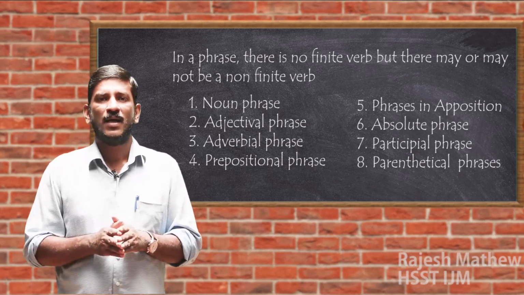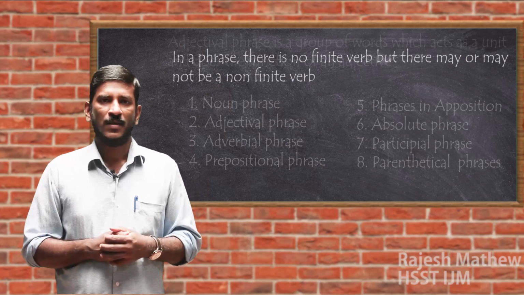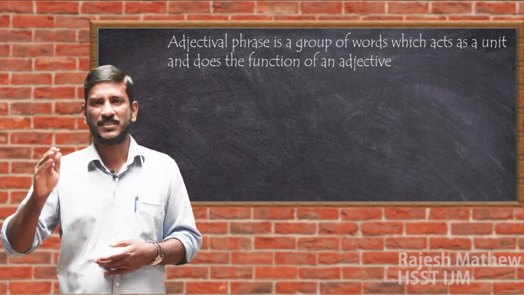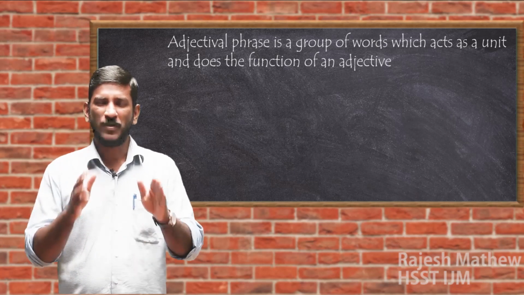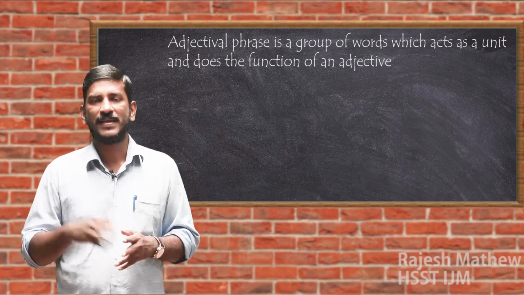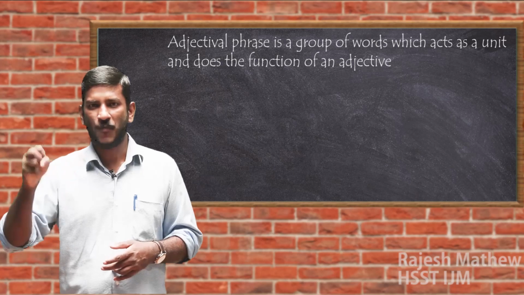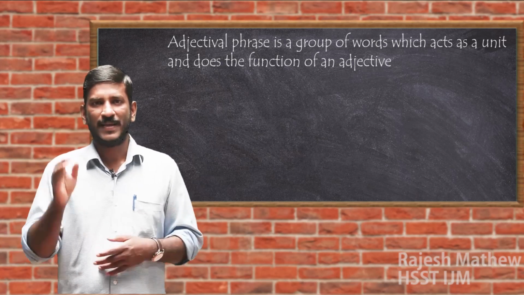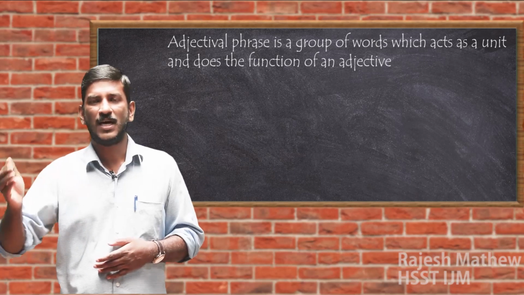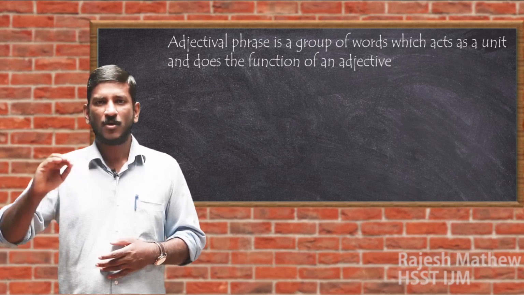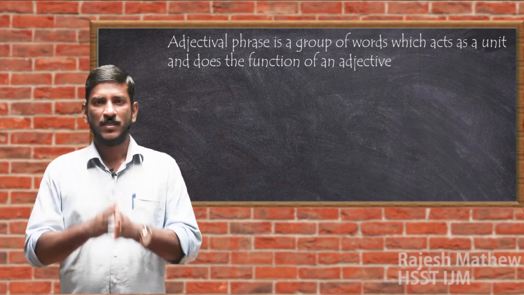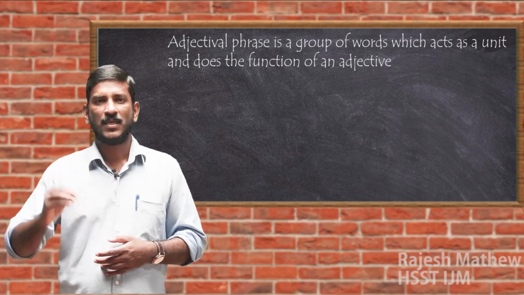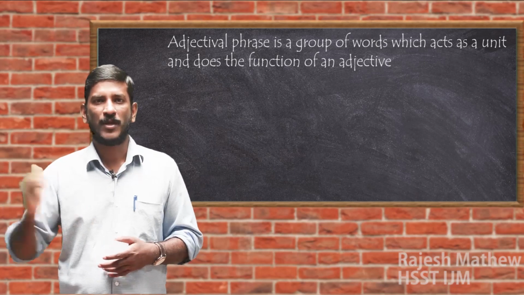What do you mean by an adjectival phrase? An adjectival phrase is a group of words which acts as a unit and which functions as an adjective. It has the same function as an adjective. What is the function of an adjective? An adjective describes a noun or a pronoun. An adjective qualifies a noun or a pronoun. Similarly, an adjectival phrase qualifies a noun or a pronoun.